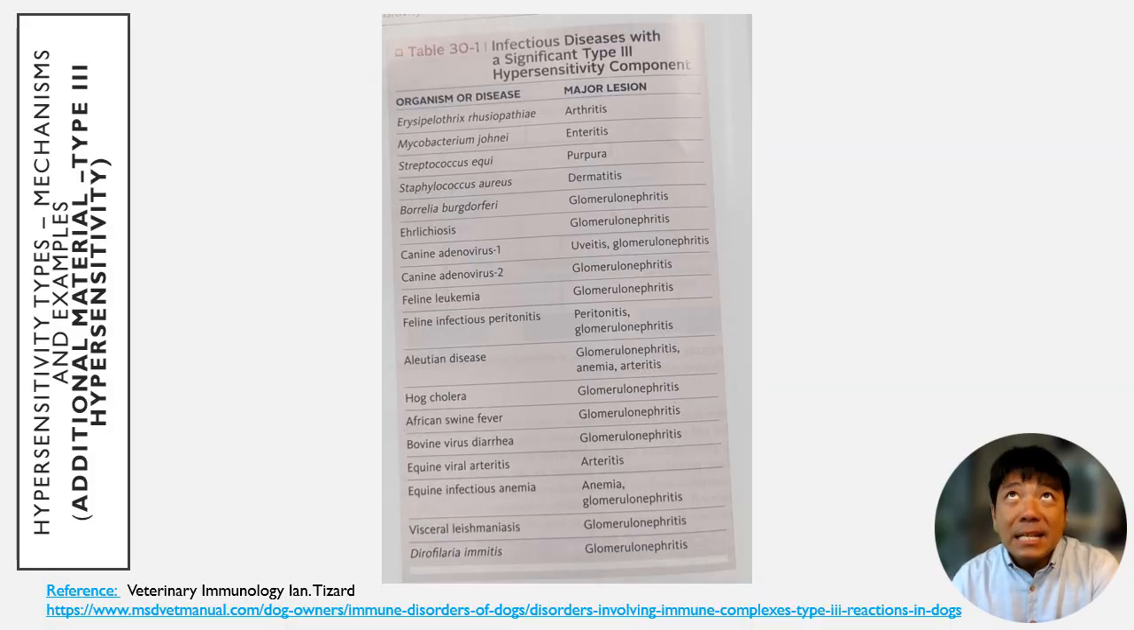This is a list of type 3 hypersensitivity diseases. On the left side is a list of the diseases, and on the right side is the major lesion that you can find. This is a list for your reference. You do not need to memorize all of them.